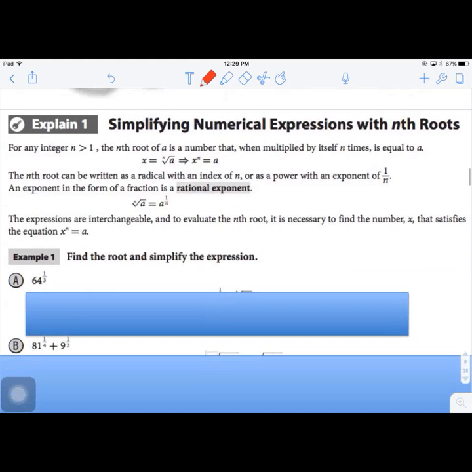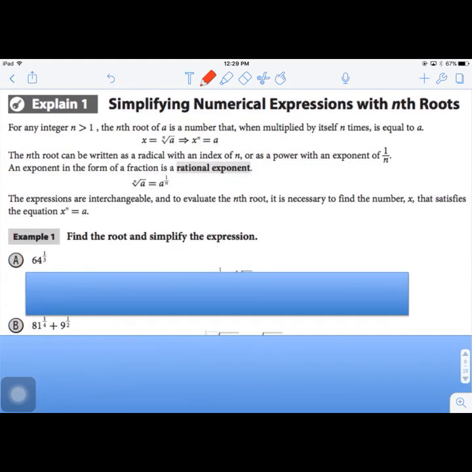And there is an example here. Let's take a look at the first example, 64 to the 1/3 power. To understand that the nth root is actually a power, the 3 is going to go outside. So it's equivalent to the cube root of 64. We can rewrite 64 as 4 to the 3rd power. Notice that the cube root and the cube cancel each other out, so we just have 4 as the answer. So the cube root of 64 is equal to 4.